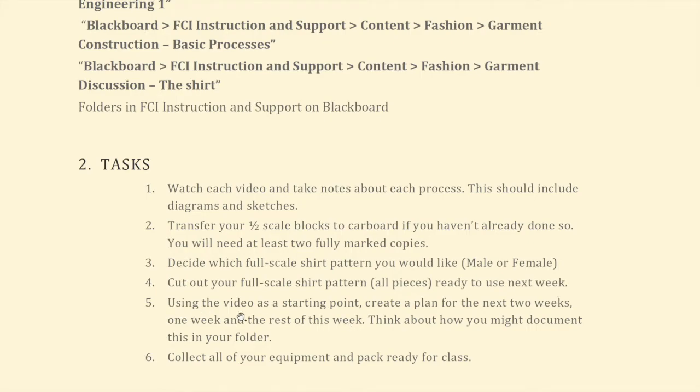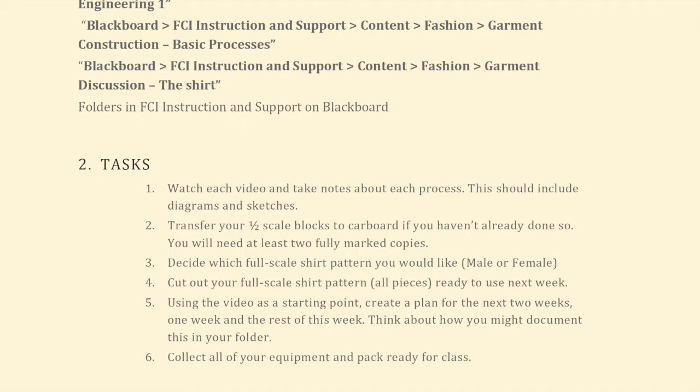Using the video as a starting point, the Gantt chart video, create a plan for the next 2 weeks. So 1 week and the rest of this week, think about how you might document this in your folder. So what I'm looking for here is that you're able to project, here are the things I need to complete over the next 2 weeks, and you can base it on your experience this week. Now, if you want to go further than that and do it for the rest of the module, I'd be very happy if you were to do that.